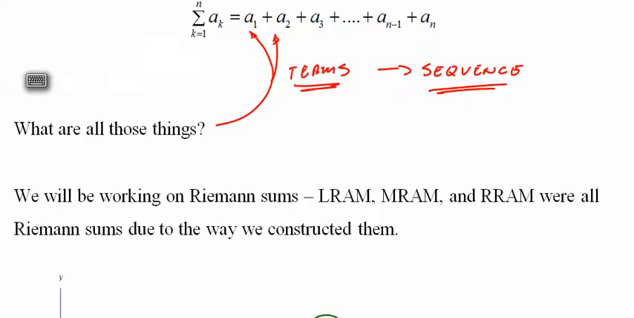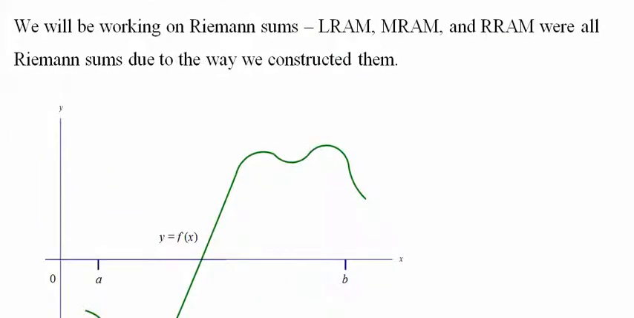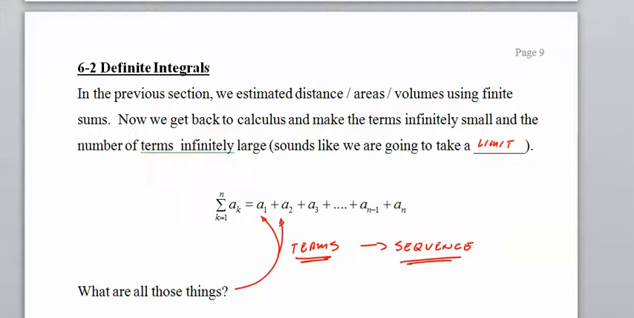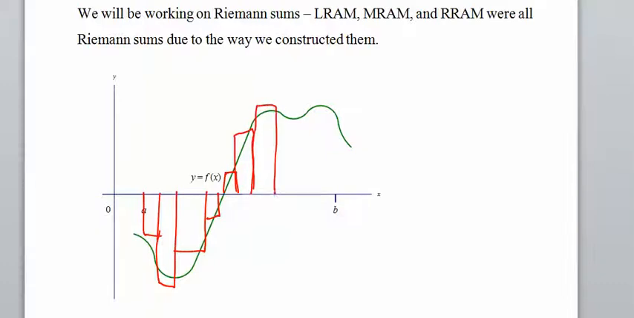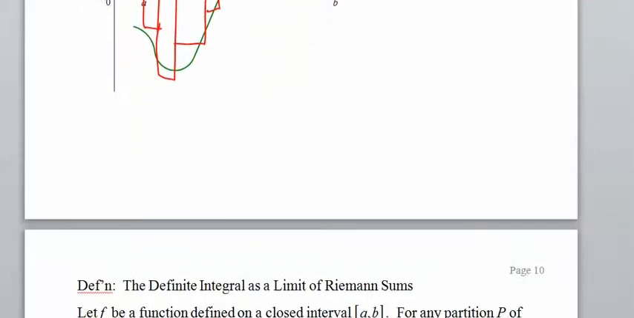So let's add them up. The LRAM, MRAM, and RRAM stuff we did was the way it's done. And this is called a Riemann sum. You can structure it any way you want. Make a big fat one, make one LRAM, do this, do that. Whatever. And I'm going to gloss over this, be warned.